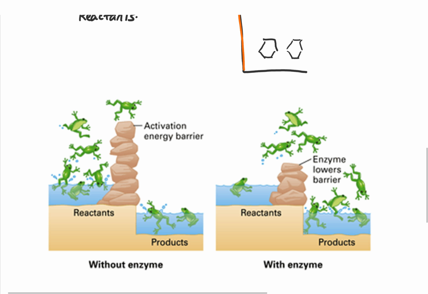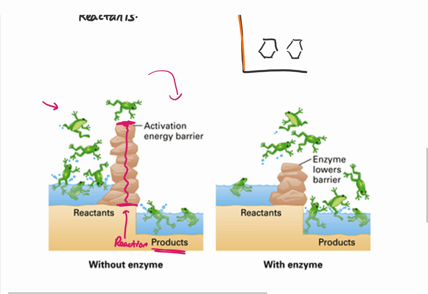So one example could be a picture like this. This is the activation energy barrier, right? A barrier that prevents all these frogs here from jumping over. They want to become products. So before they undergo this reaction, so right here, this is the reaction, they can change the reactants to products. And this activation energy barrier is blocking them from becoming the products.